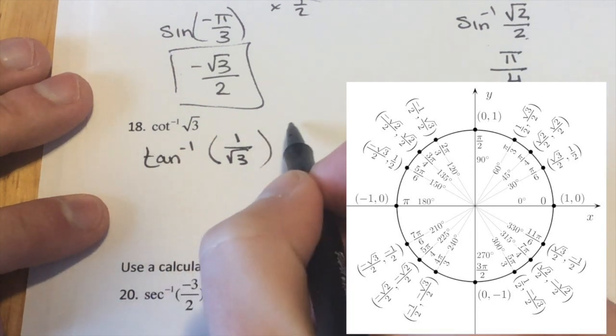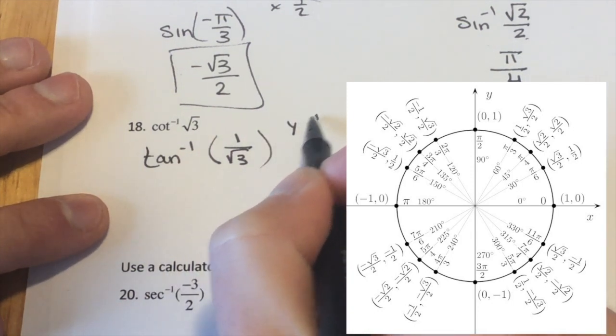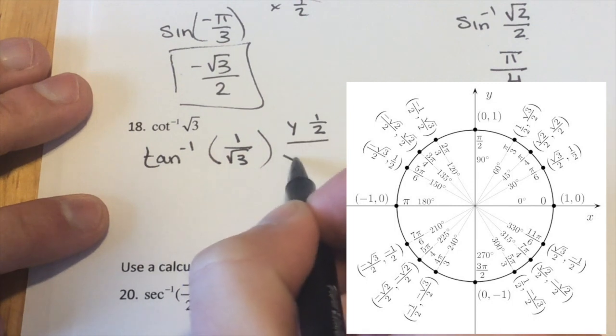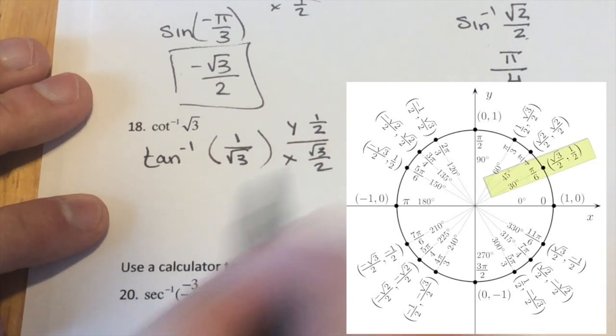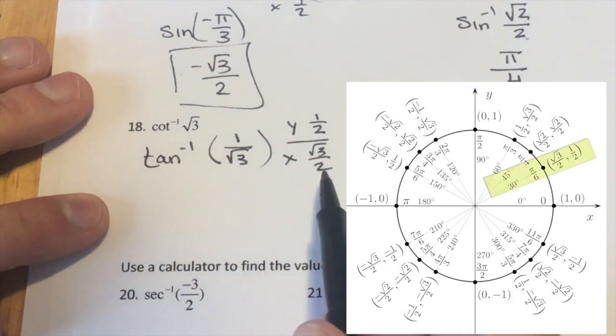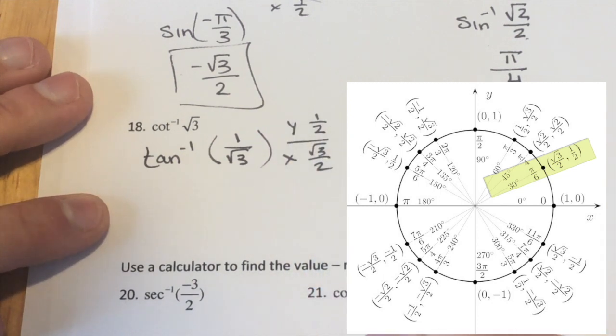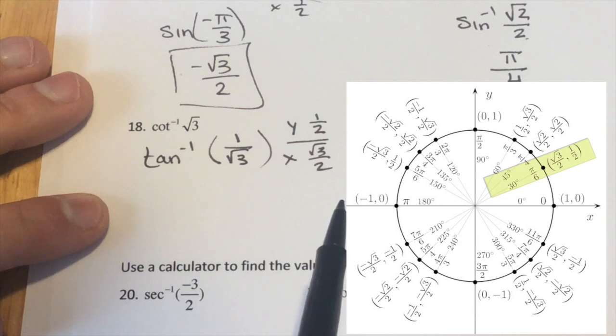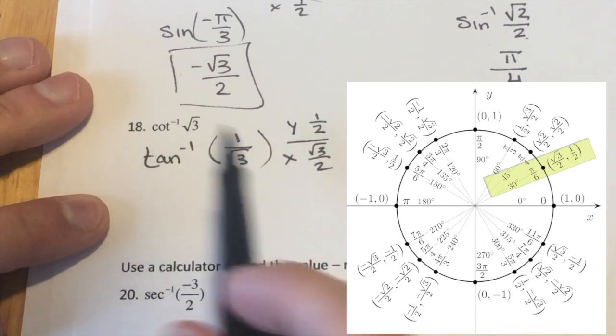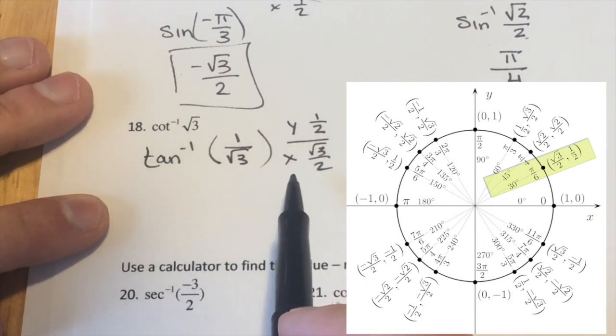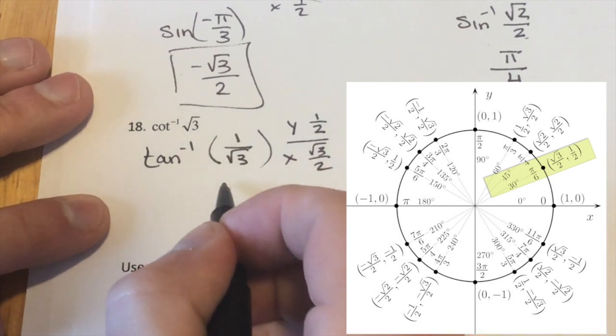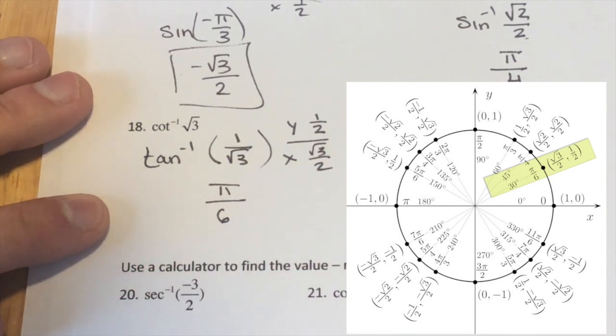So this question is saying I want my y value to be 1/2 and my x value to be the square root of 3 over 2. So where is this the case? The x value is root 3 over 2, the y value is 1/2. If we look at the unit circle, we see that the inverse tangent, so at what angle is this happening? That's at pi over 6.